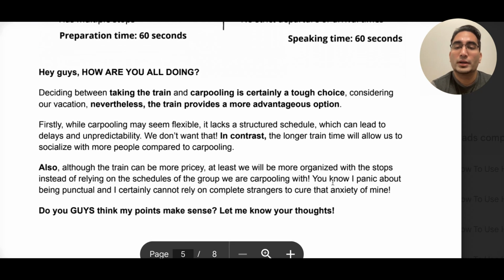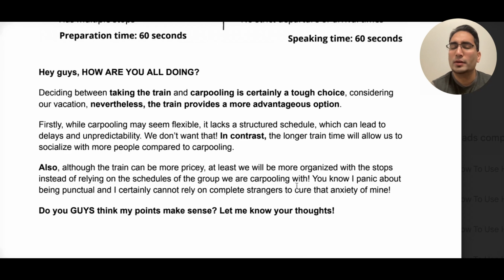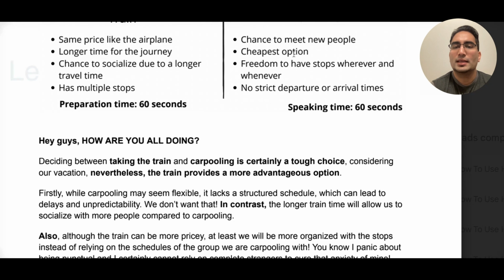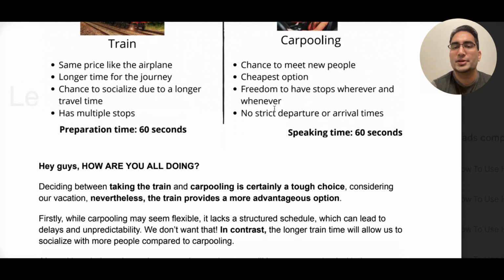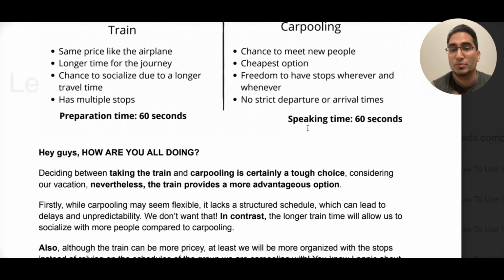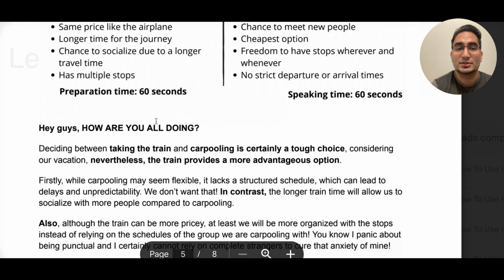We will be more organized with the stops, instead of relying on the schedules of the group we are carpooling with. Because you can see they have the carpooling, you will be meeting new people in carpooling, and there's no strict departure times. Train would be more professional, you will have more stops, and it's all pre-planned.